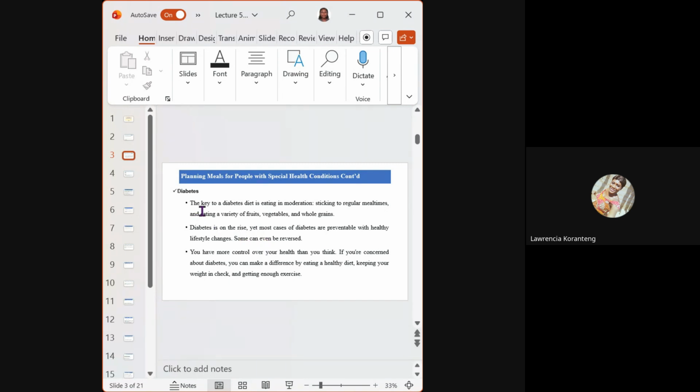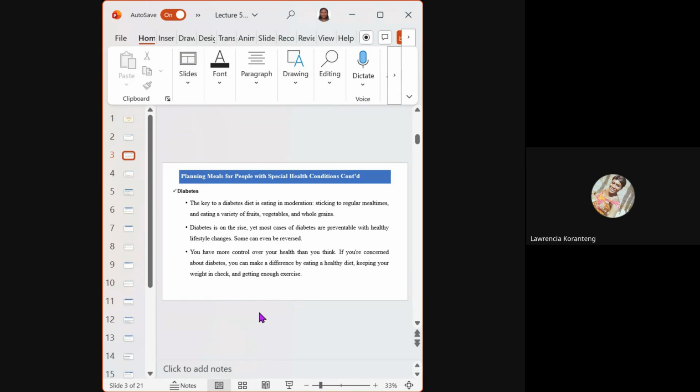So diabetes is what we will be looking at. The key to a diabetic diet. We all know what diabetes is. We all know how it starts: when your body is unable to release insulin. The pancreas is unable to release the insulin for it to break down the carbohydrates. We know this from nutrition and health. That's why I'm not going back. So just go back and read.